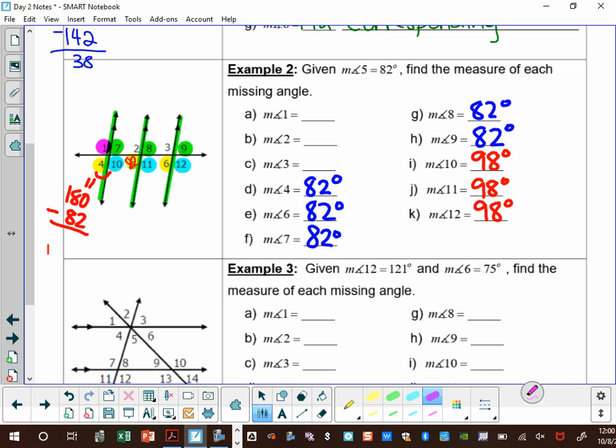And then we have the purple dots, which are vertical to the blue dots. So what will angles 1, 2, and 3 be? They'll all be 98 because they're vertical to angles 10, 11, and 12. Any questions on example 2?